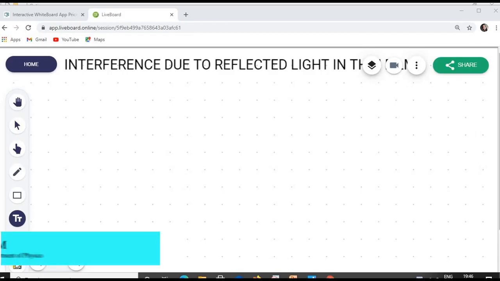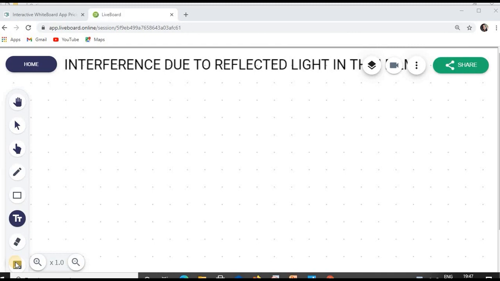So, welcome back again. In this class, we are going to discuss the interference due to reflected light in thin films. We have discussed what is interference due to division of amplitude. We have discussed in the last class what is a thin film, and here we are discussing the interference due to reflected light in a plane parallel thin film.